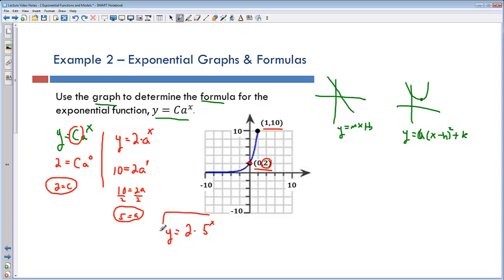And so there's the formula for that exponential function. And you can use y, or you could use f of x. It's really up to you which notation you want to use. You should be familiar with both of them.